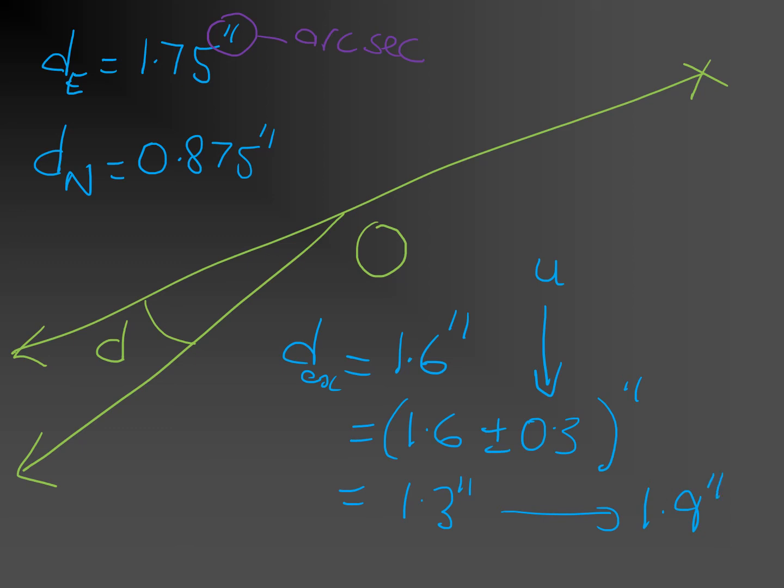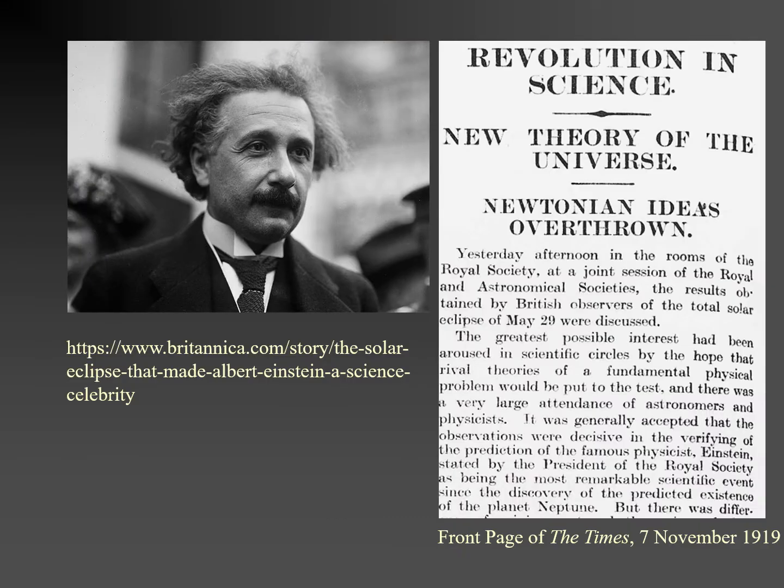Now if we look at the predictions of Einstein and Newton, we see that Einstein's value of 1.75 lies in this interval of 1.3 to 1.9 arcseconds. By contrast, Newton's does not. This was powerful evidence for the superiority of Einstein's theory. On the publication of Eddington's findings, Einstein became almost instantly famous.